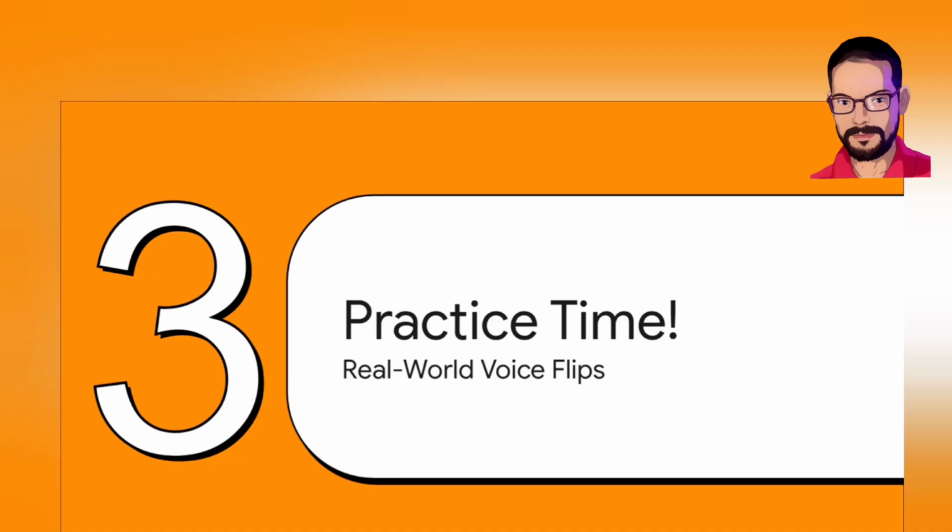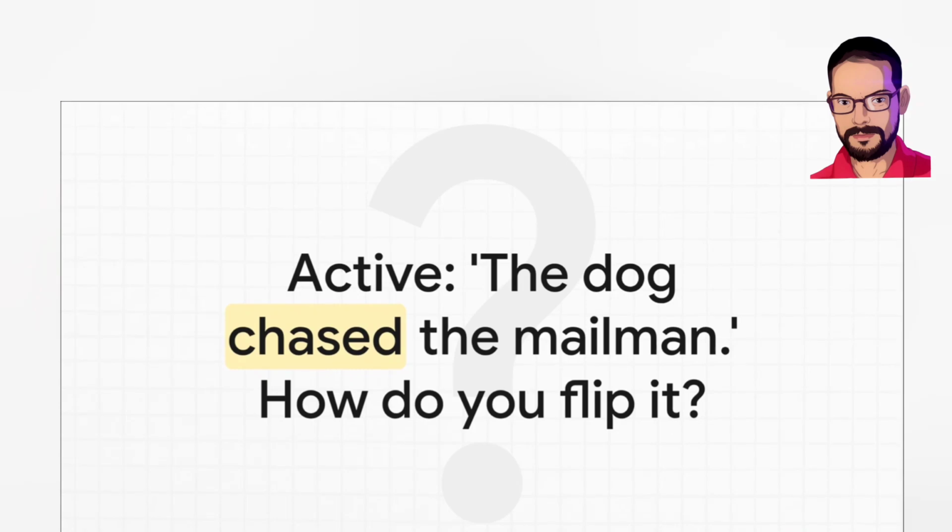All right, you've seen the recipe. Now it's time to actually get your hands dirty. Let's run through a quick practice round with some real-world examples, just to make sure this all really sinks in. Okay, here's your first challenge. The active sentence is, the dog chased the mailman. Right now, the dog is clearly the star of this little drama. So how would you rewrite this to put that poor mailman in the spotlight? Go on, take a second and think it through.